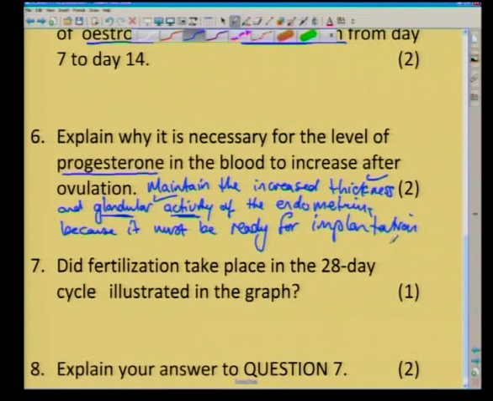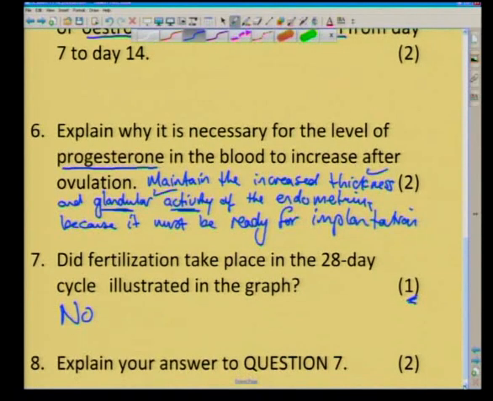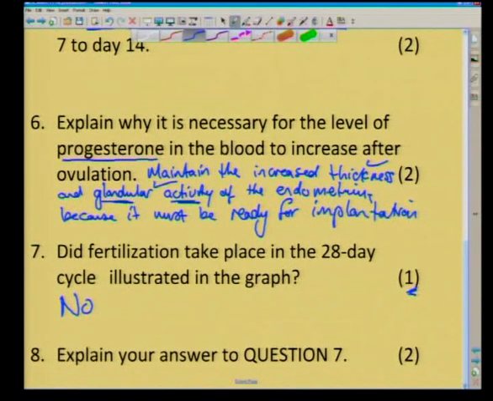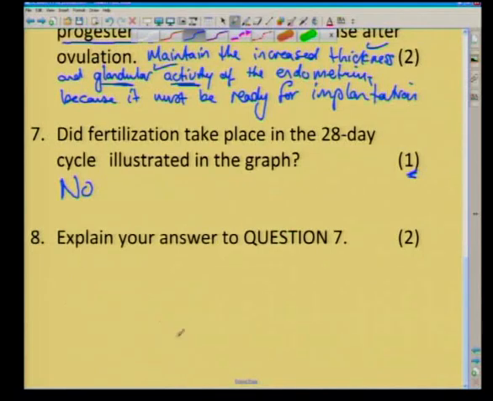All right. Did fertilization take place in the 28th day cycle illustrated in this graph? No. Why? Because they show menstruation occurred. So there's no way. So we just write no. It's only 1 mark. They haven't asked for you to explain your answer in that question. But in question 8, they do. They say, explain your answer to question 7.